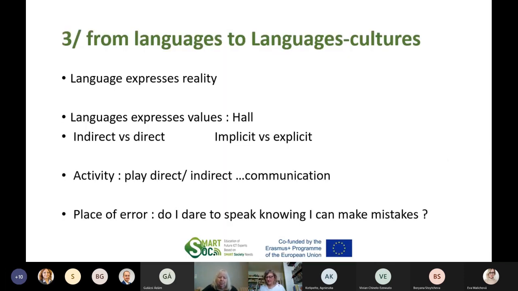Now we are going to focus on something quite different, on languages and cultures, because as you know, language expresses reality, but reality, as we've been saying, is perceived differently according to your background, to the moment you are living, and so on. And someone called Hall has been working on these language values. Hall has pointed out that we can speak about indirect or direct languages.